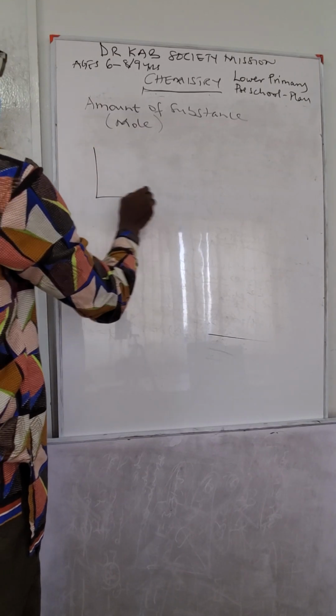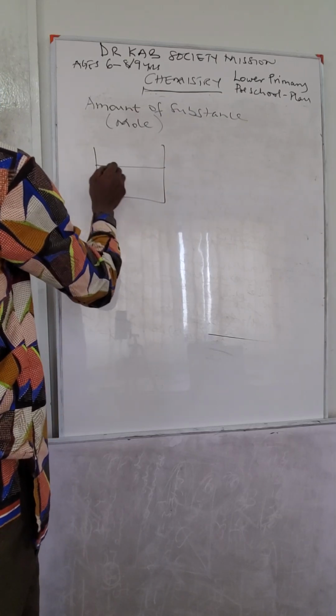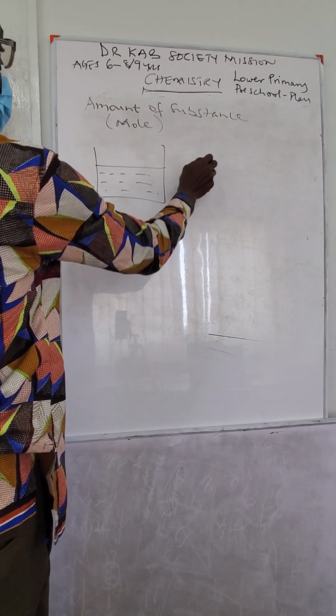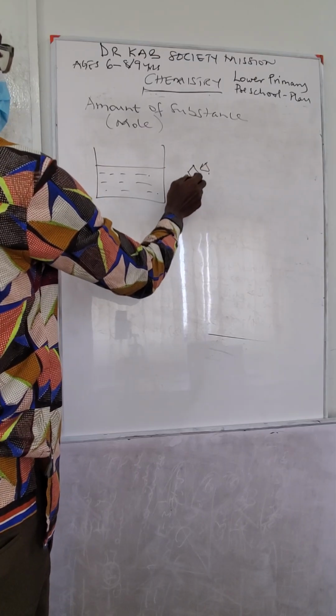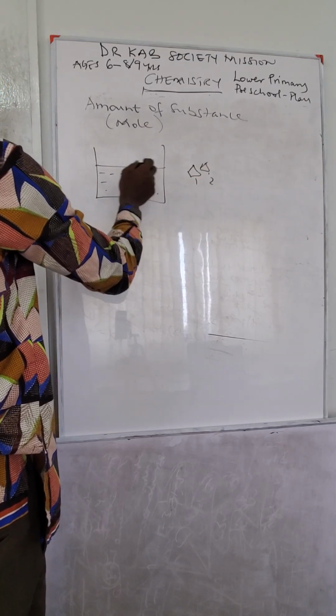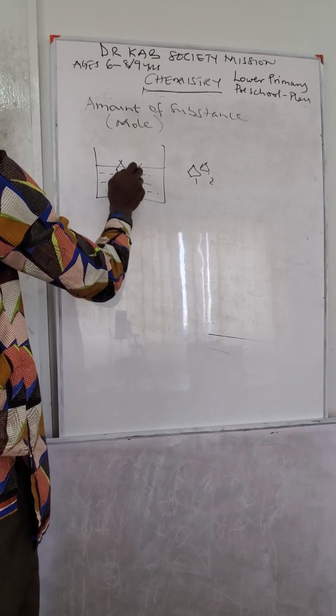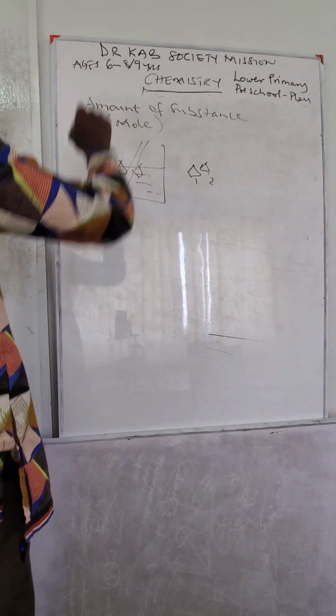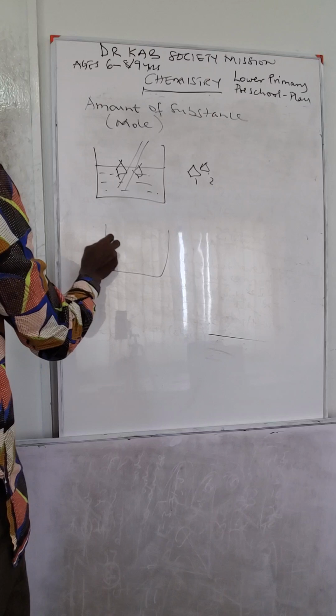So we have this container here. We have water in it. Then this is our salt. This is our salt. 1, 2. Now let's put them in. We stir them. Then we have clear salt solution.